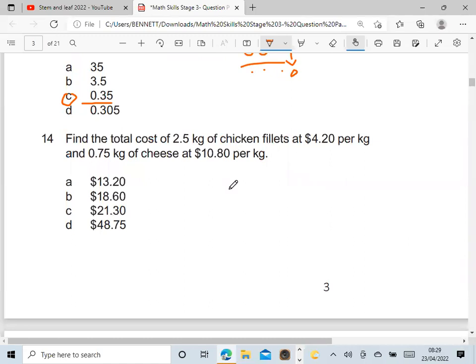Find the total cost of 2.5 kilogram of chicken fillets at $4.20 per kilogram and 0.75 kilogram of cheese at $10.80 per kilogram. Go ahead and attempt that one.